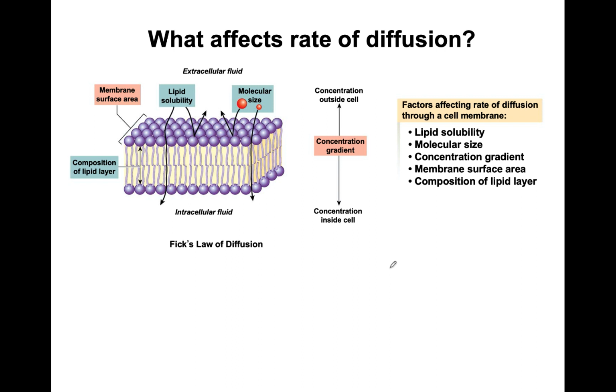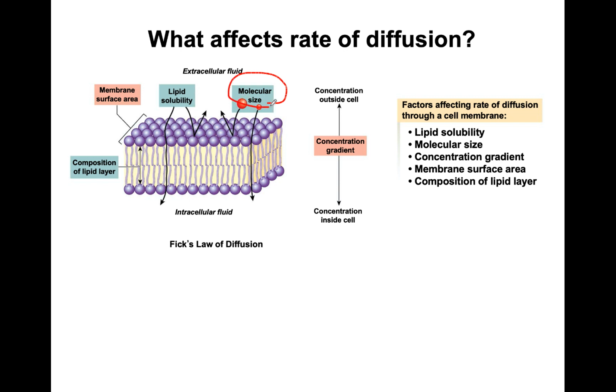Now, rates of diffusion across membranes are affected by a few different things as well. I'm mentioning this because really we're going to talk about diffusion across membranes only for the remainder of this PowerPoint. So here's a lipid bilayer, and you have some things that can affect your rate of diffusion.